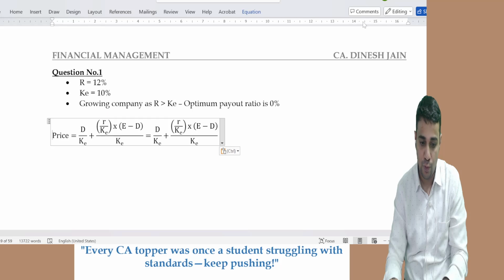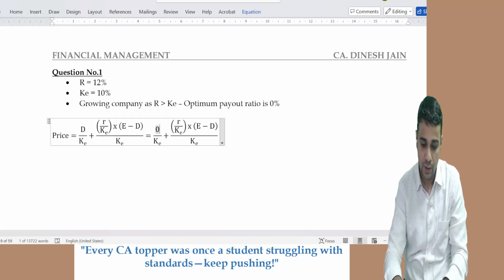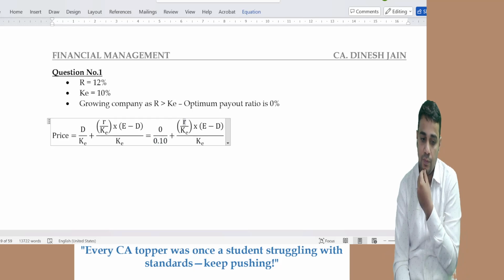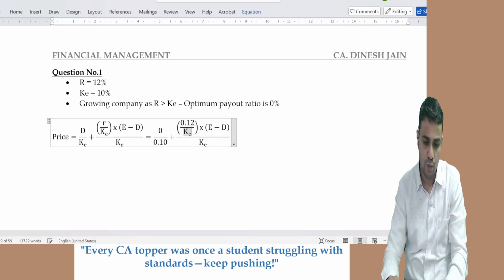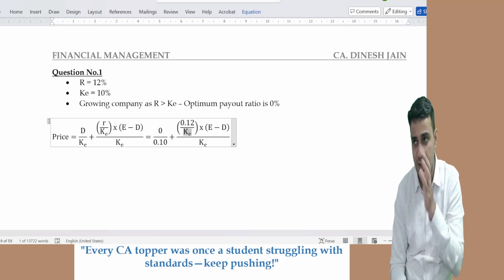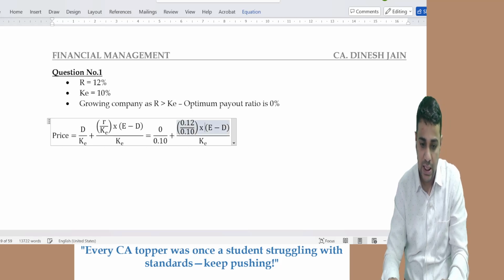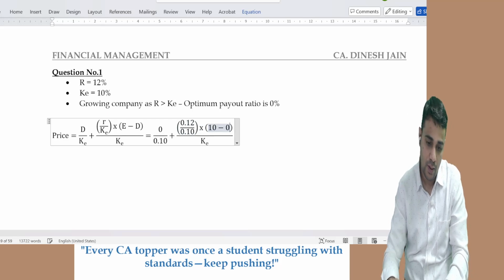First part is 0. 0 divided by 0.10. How much is R? No, 0.12. Please have the habit of writing decimal only. Percentage you can write, I have no problem, but some students make mistakes. 0.12 by KE, E is 10.